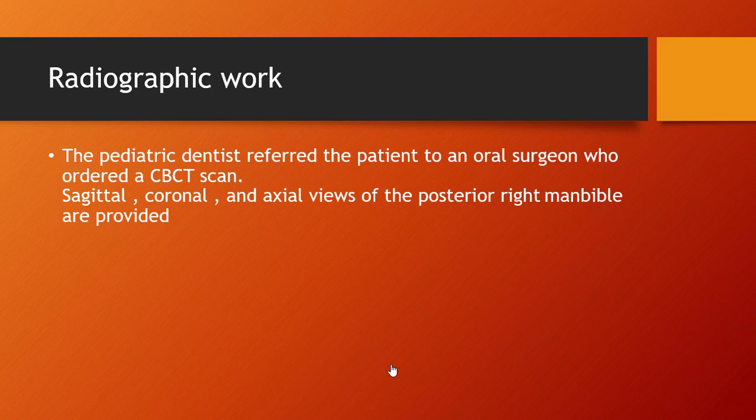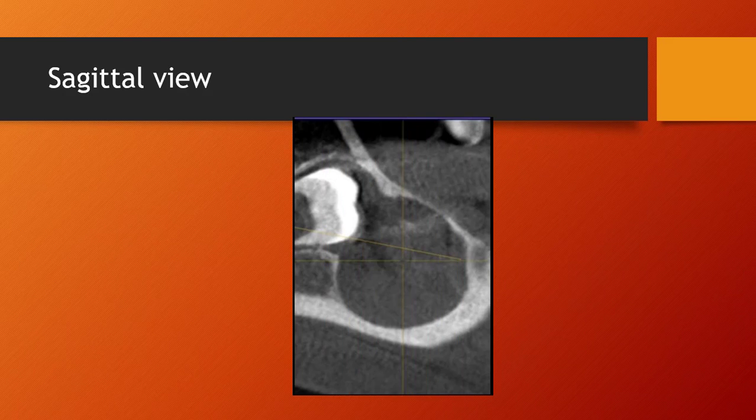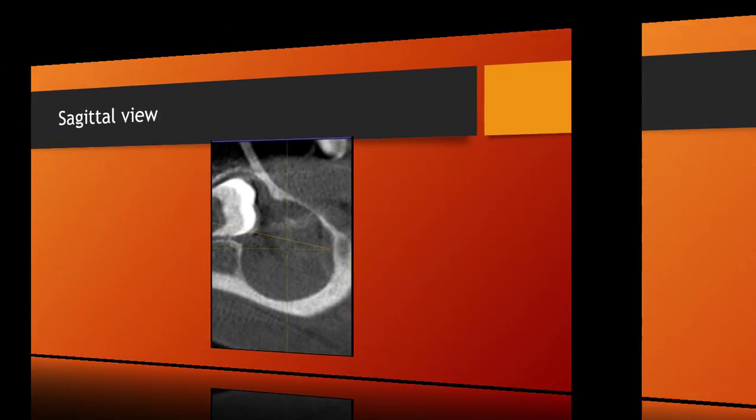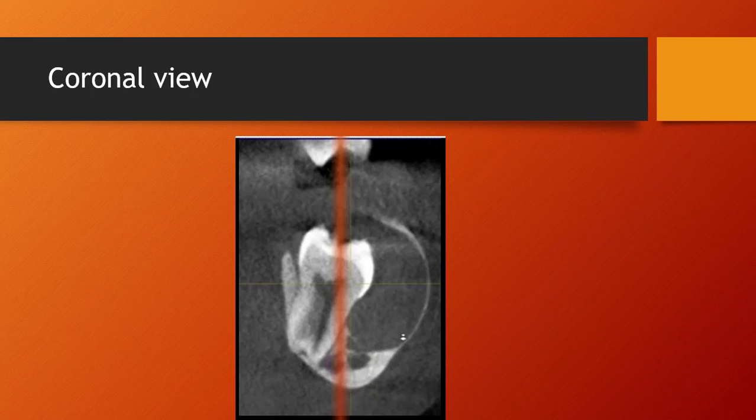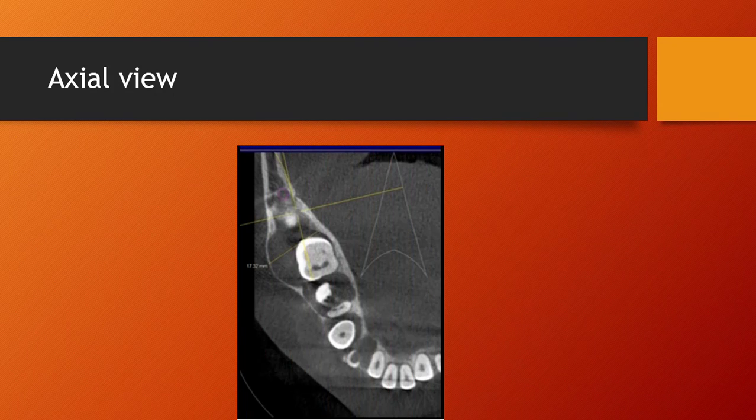The pediatric dentist referred the patient to an oral surgeon who ordered a CBCT scan. Sagittal, coronal, and axial views of the posterior right mandible are provided. This is a sagittal view. This is a coronal view. This is the axial view.